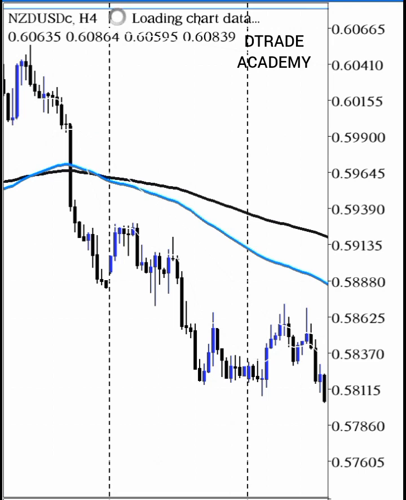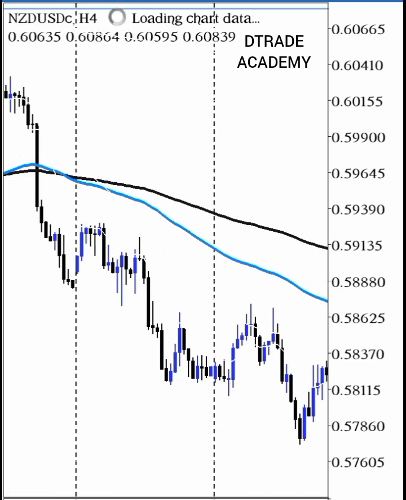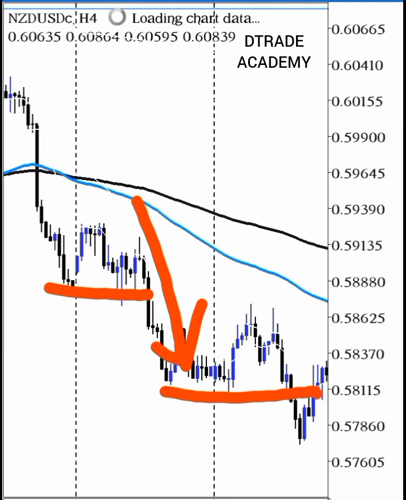Now let's begin. We can see price broke through our moving average, and now we are in a downtrend. So always make sure that you mark your recent lows. For a downtrend, always mark your recent lows. So this is our low, this is a low. Let's mark it out. Take your trend line to mark this low and wait for price to break through.